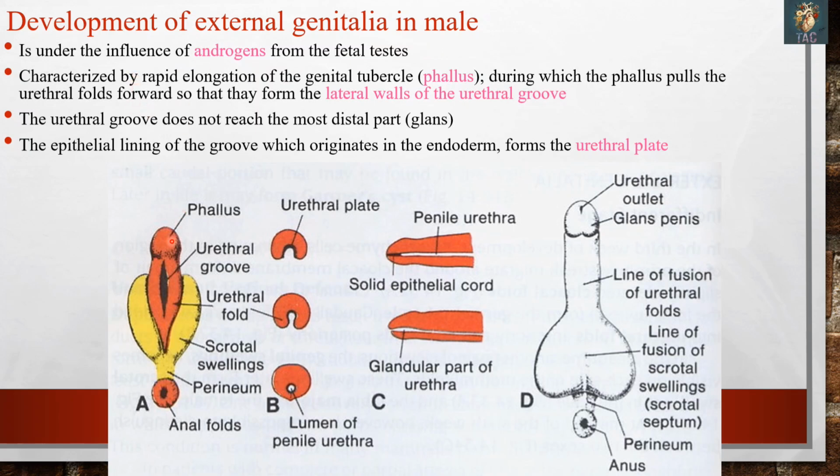Next, there is a rapid elongation of the genital swelling, the genital tubercle, called the phallus, and when the phallus elongates, it pulls the urethral groove along with it. In this diagram, in the section, you can see the urethral plate which will form the urethral groove, and when the edges meet each other, it will form a complete lumen of the penile urethra. Here you can see the penile urethra forming because of the elongation of the phallus and the pulling of the urethral groove. Later on, the edges on each side meet each other to close the opening and form the penile urethra.